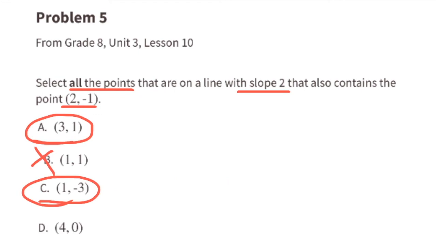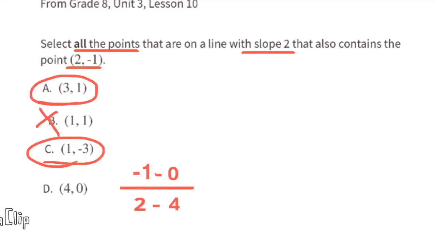D. 4 and 0. We can set that up as negative 1 minus 0 over 2 minus 4. Negative 1 minus 0 equals negative 1, and 2 minus 4 equals negative 2. That's equivalent to 1/2, which is not a slope of 2. That's a slope of 1/2.